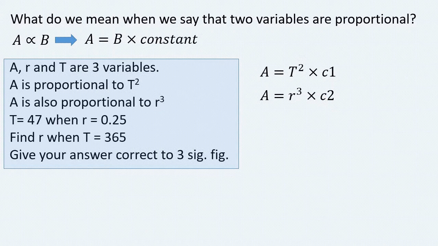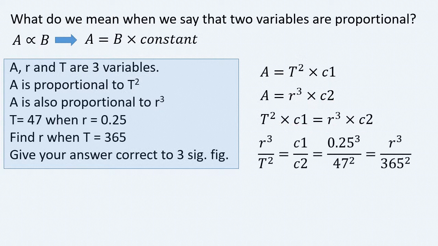Now, you can easily note that both of these equations are equal to A, and hence we can conclude that these two equations are equal to each other. Therefore, T squared multiplied by C1 is equal to R cubed multiplied by C2. If we rearrange this equation, we conclude that R cubed over T squared is equal to C1 over C2.